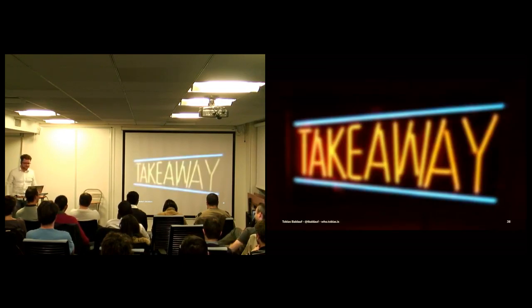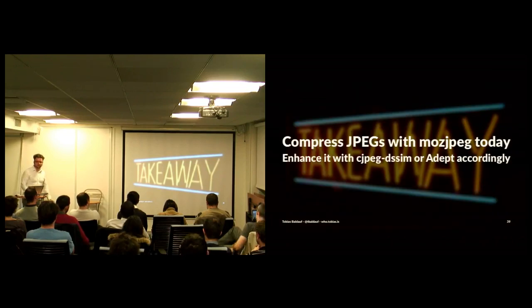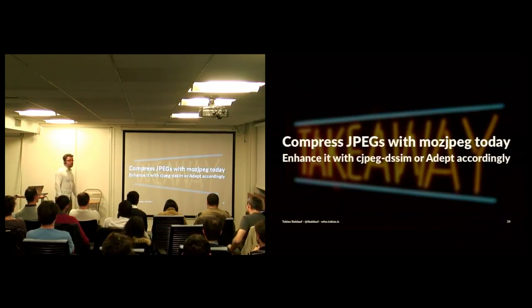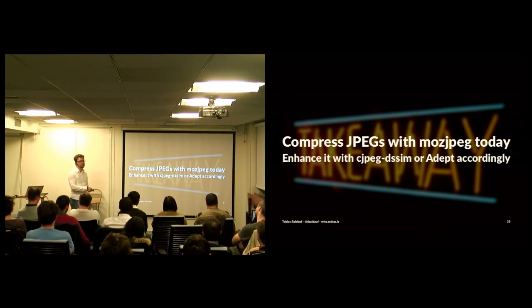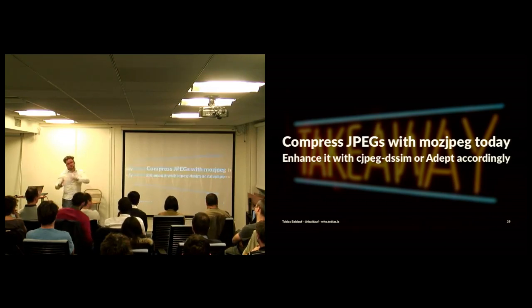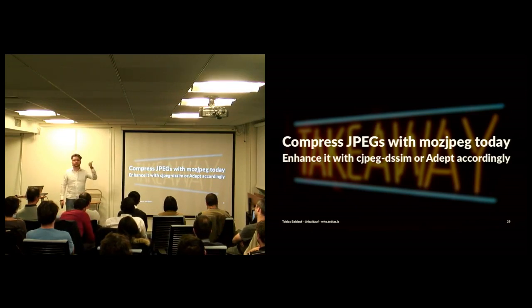So okay, let's sum the whole show up. Takeaways. Use mozJPEG right now because it's so cool. And depending on your use case, enhance it with CJPEG-DSSIM or Adapt, right? Adapt for hero images, CJPEG-DSSIM for smaller images that you need to ship quickly. Also, load them asynchronously.